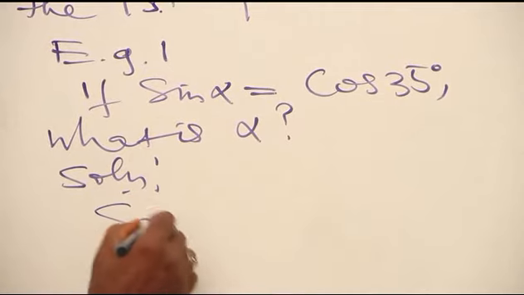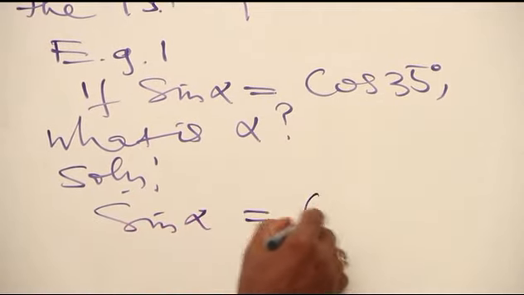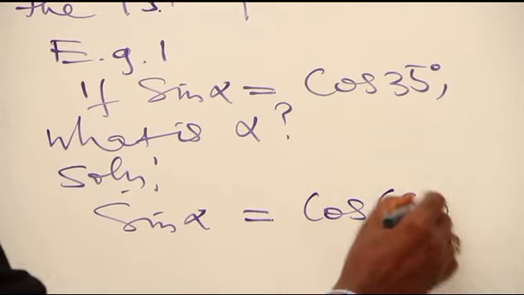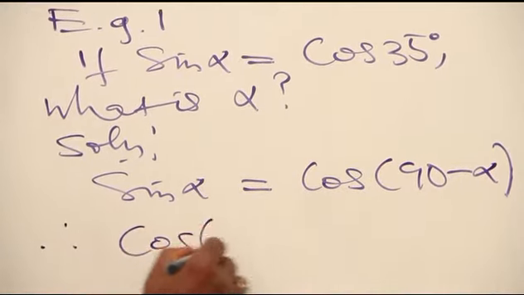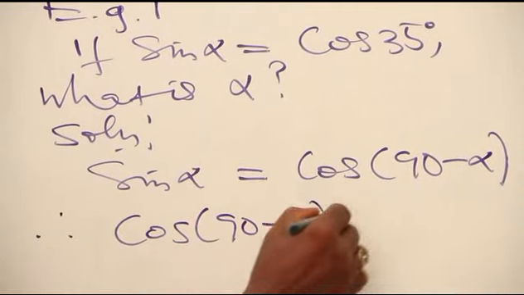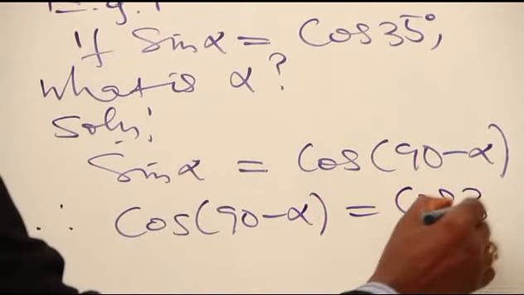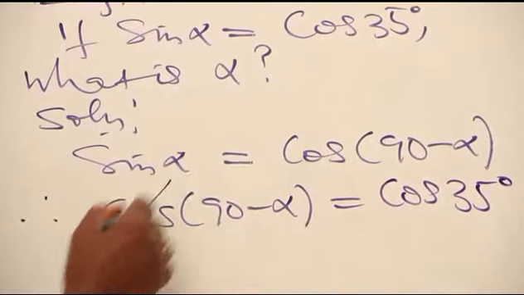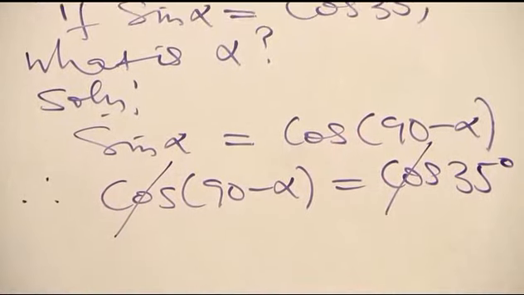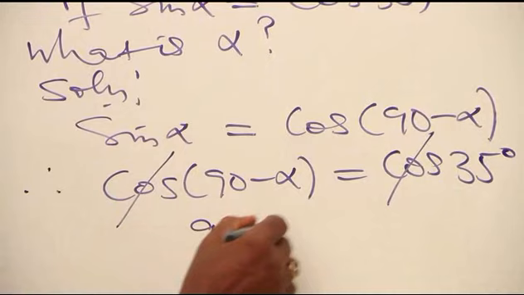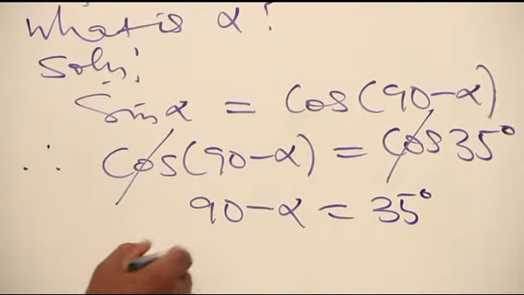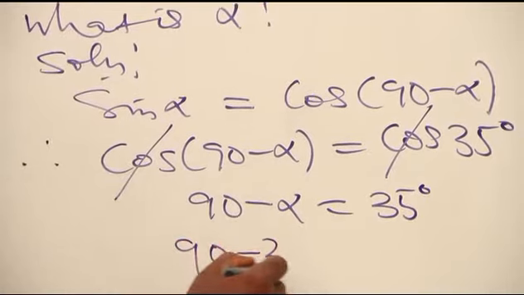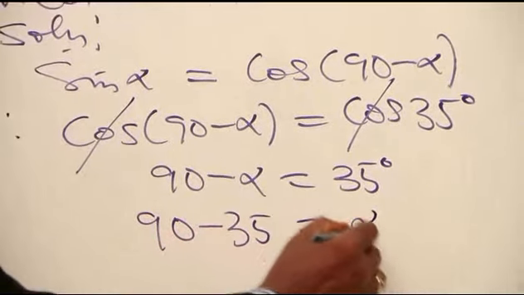So we have that sin alpha is equal to cos(90 minus alpha). Therefore, cos(90 minus alpha) is equal to cos 35 degrees. So that the cos on both sides will cancel, leaving you with 90 minus alpha equal to 35 degrees. Collecting like terms, we now have 90 minus 35 degrees is equal to alpha.